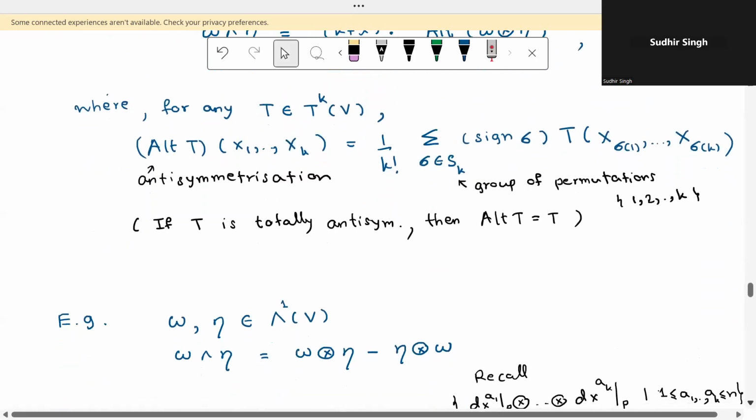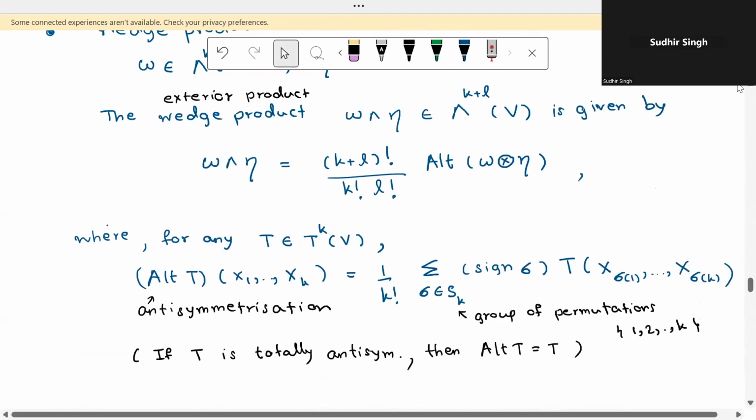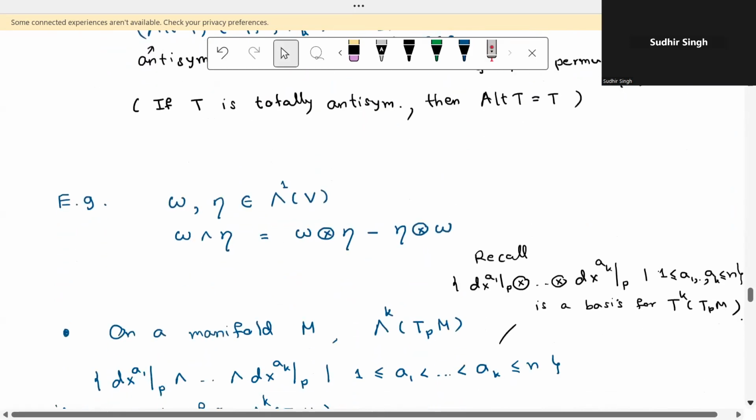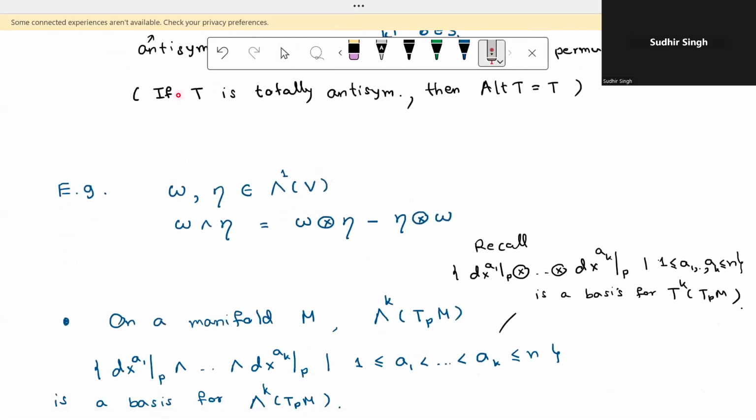You can try to use this definition and verify the example I've written here: if omega and eta are just covectors, so tensors of rank 1, then the wedge product will be given like this, and it follows from the definition.